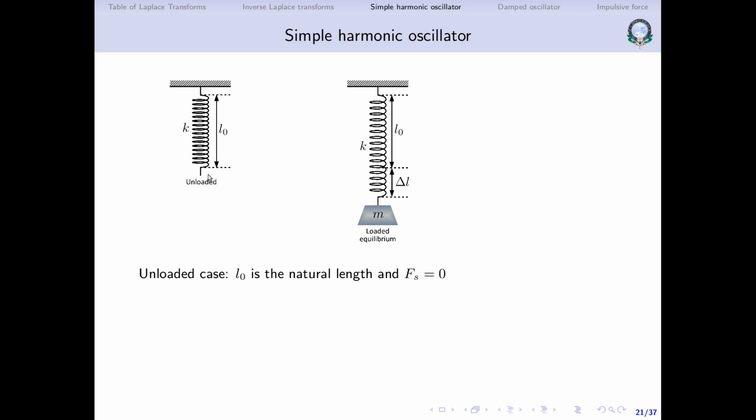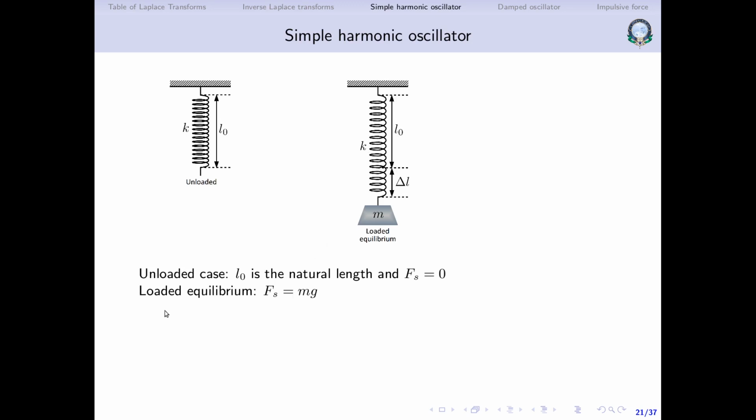The spring force, which is directly proportional to the extension or compression in the spring, is going to go on increasing. So eventually there is going to be a time when the spring force will become equal to the weight of the mass. That is the loaded equilibrium position. Again, the spring constant is K. The original natural length was L0, but now the spring has expanded by a certain amount, that is delta L.